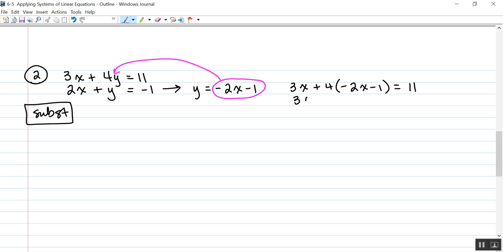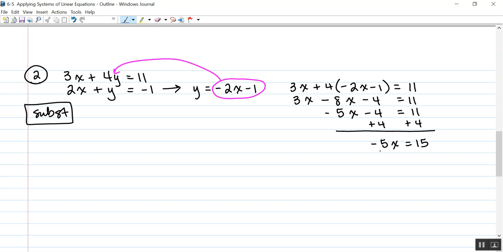Distribute that 4. And combine, oops, mistake, not 6, 8, sorry about that. Combine like terms. 3x minus 8x gives me -5x, minus 4 equals 11. Adding 4 to both sides, the 4's cancel out. -5x equals 15. And dividing both sides by -5, x equals -3.